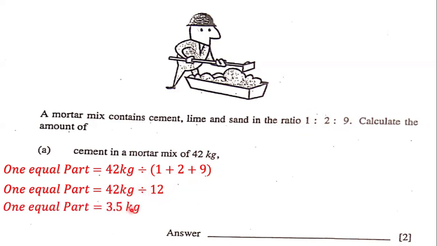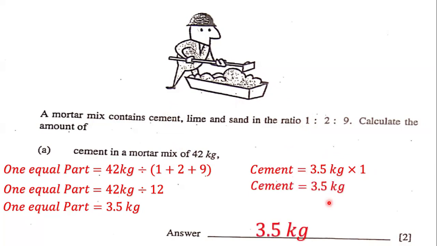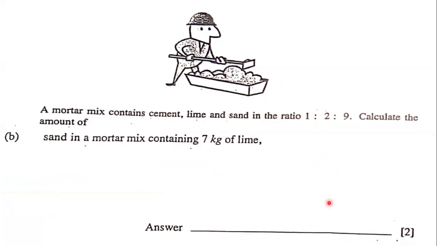That's 1 equal part. But we want to figure out the amount of cement in the mortar mix. Now, cement accounts for 1 equal part. And so that means that in order for us to determine the amount of cement, it's going to be 3.5 multiplied by 1 because it's only 1 equal part that is for cement. And so cement is going to be 3.5 kilograms. And so the amount of cement in a mortar mix of 42 kilograms is 3.5 kilograms.